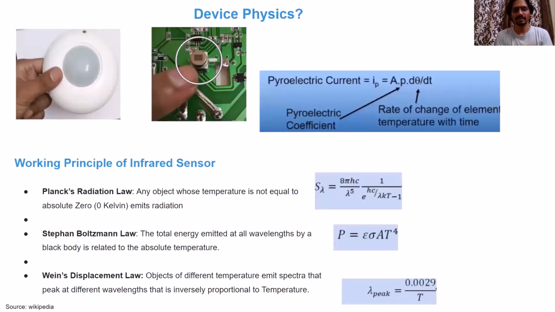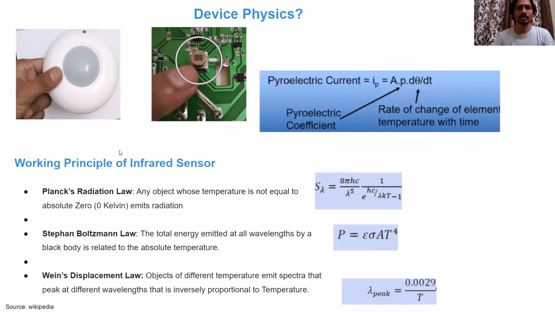The physics behind the device is that all infrared sensors are based on radiation theory. From Planck's law of radiation, we know that when an object has a temperature greater than 0 Kelvin, it emits electromagnetic radiation. The emitted radiation density is a function of wavelength and temperature, which has this expression. When you integrate this energy density, it gives the power radiated by the object, which is proportional to the fourth power of the absolute temperature, which is the Stefan-Boltzmann law. And in the spectrum, the peak wavelength is inversely proportional to the temperature, which is governed by Wien's displacement law.